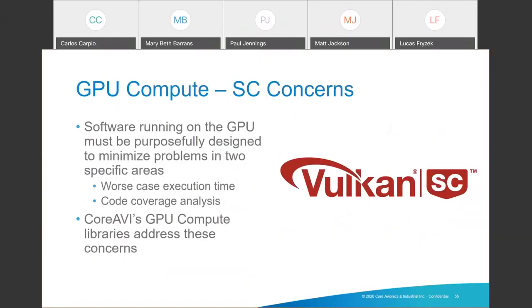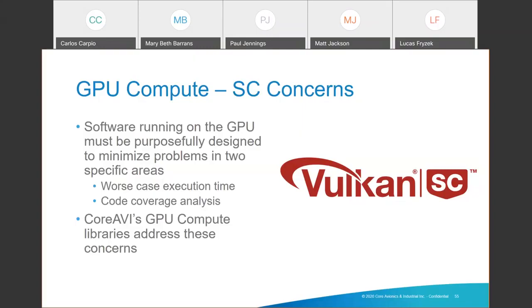The last thing I'm going to talk about for GPU compute before I hand it back to Matt is the safety critical concerns about GPU compute. Like when you develop software running on a CPU, there are concerns about developing software on a GPU. You have to be worried about the worst case execution time of your code that runs on the GPU to make sure it doesn't interfere with other software running on the GPU. And you also have to be able to do code coverage analysis to make sure that the code you write to run on the GPU actually implements what the source code says.